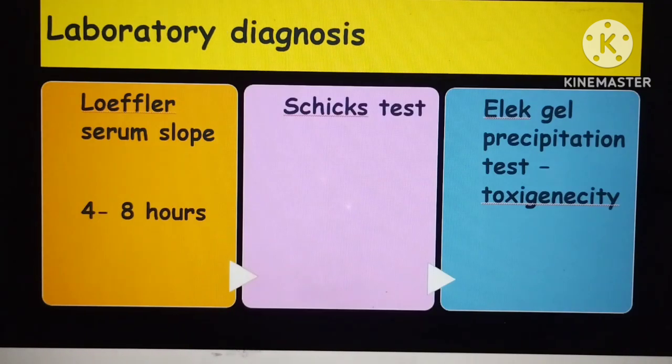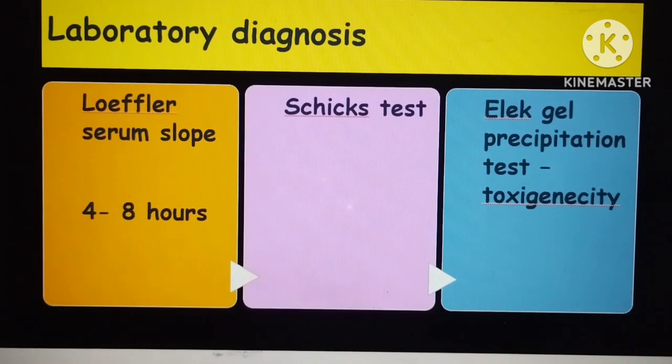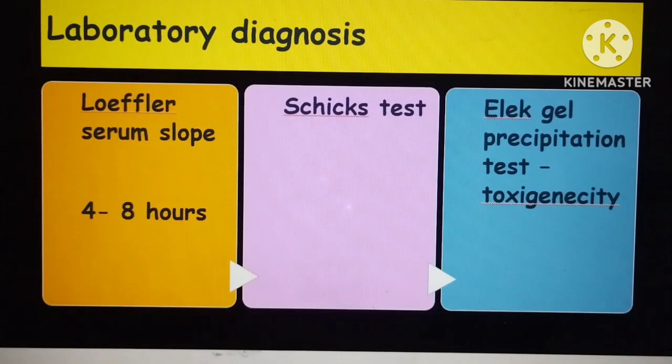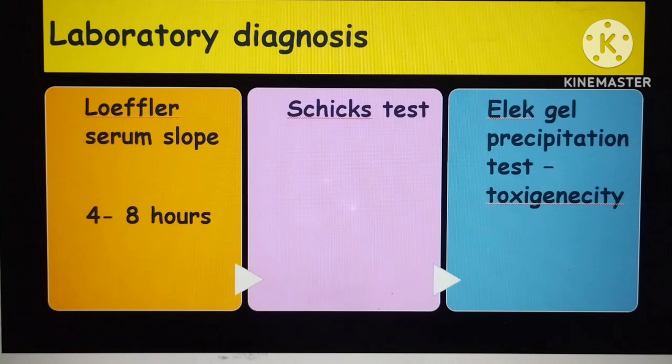Coming to lab diagnosis, first is Albert stain, where you can make out a Chinese letter pattern. The selective medium is potassium tellurite agar, which shows black colored colonies, and on Loeffler's serum slope you can see growth in about 4 to 8 hours. Schick's test is for immunogenicity, to assess the immune status of the patient, whereas the Elek gel precipitation test is for toxigenicity, by demonstrating toxin and antitoxin. Treatment is penicillin.